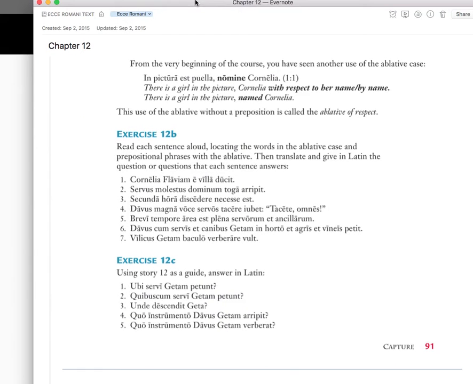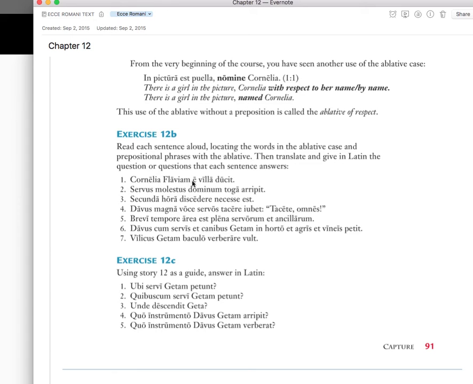Here is 12b. The idea here is read the sentence aloud. Obviously, I can't check in on that, but locate the words in the ablative case and the prepositional phrases that use the ablative case. So then translate and give the Latin. Give in Latin the question or questions that each sentence answers. So I think I'm going to have to bring a separate piece of paper in here or a separate document to show you at least one of these or two of these.